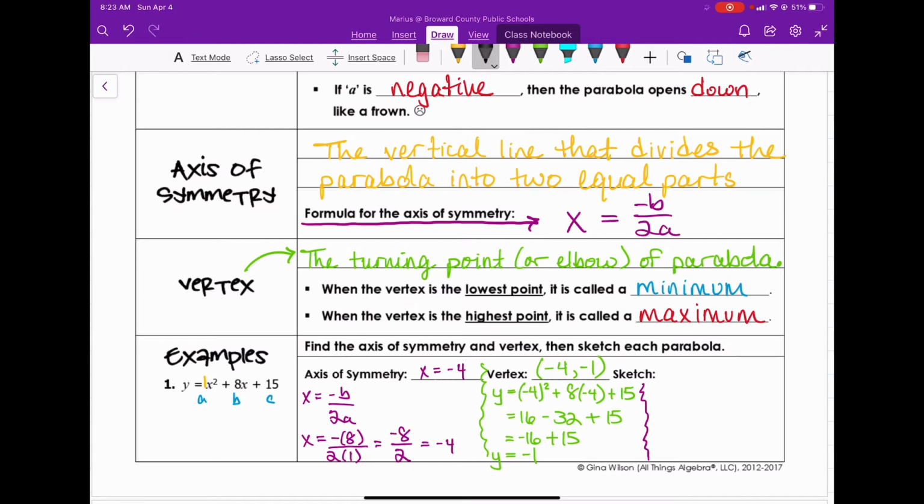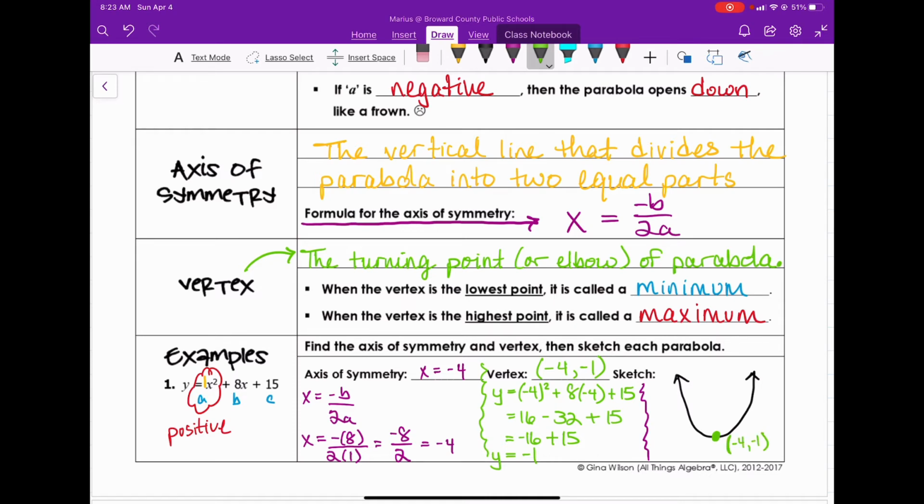So if we were to just sketch this real quick, and let's see here. So we know we're going to have a parabola that's facing up because a is positive, right? Right here, a is positive. So that means that it's facing up, okay? Now, we want to put our vertex. Our vertex is at negative 4 comma negative 1, okay?